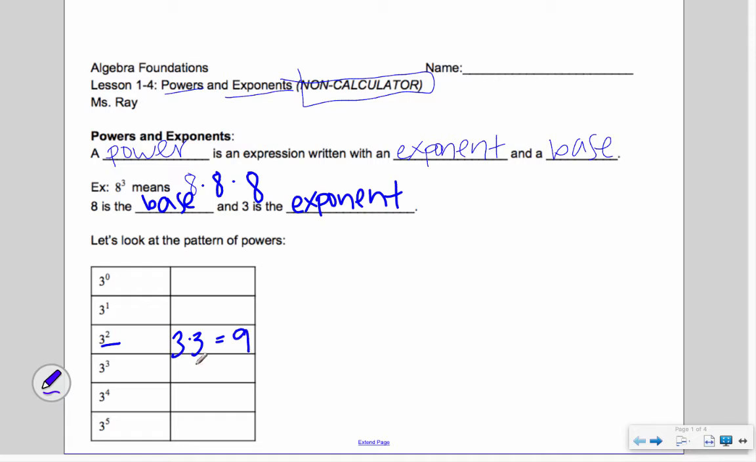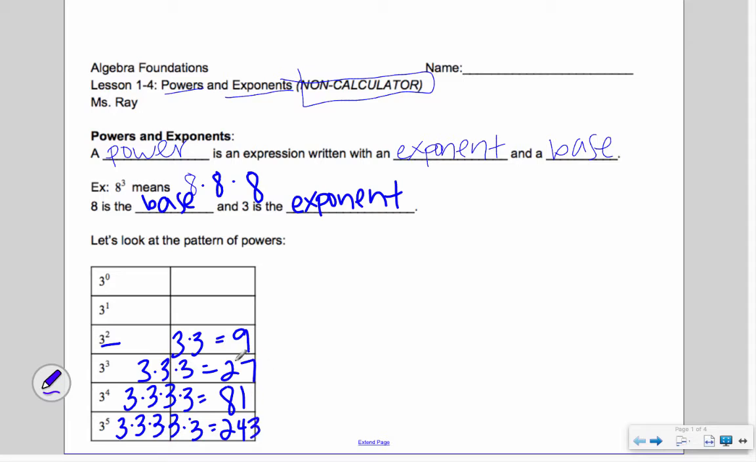3 to the third power is the same as 3 times 3 times 3, which is 27. 3 to the fourth power, 3 times 3 times 3 times 3, which is 81. And 3 to the fifth power, 3 times 3 times 3 times 3 times 3. And that is going to be 243.